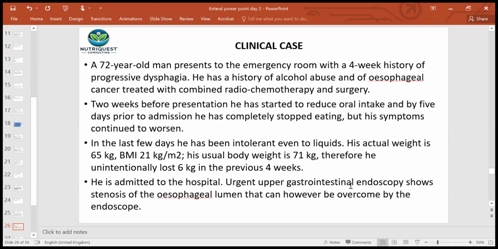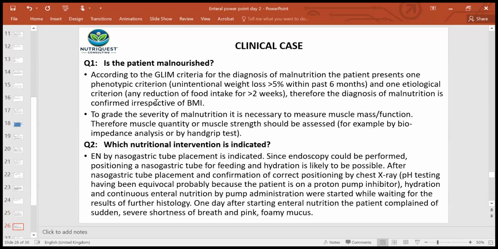Remember, our patient has esophageal cancer. So most patients with esophageal cancer are usually put on a proton pump inhibitor like omeprazole because they usually have gastroesophageal reflux or hyperacidity. So you need to do the pH. Remember, we said pH should be less than 4 yesterday. And then, of course, hydration and continuous enteral nutrition by pump administration was started while waiting for the results of further histology. So with the endoscopy, we can place the nasogastric tube during the endoscopy. And of course, we wait for histology.